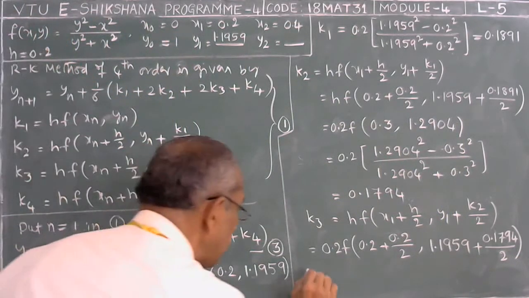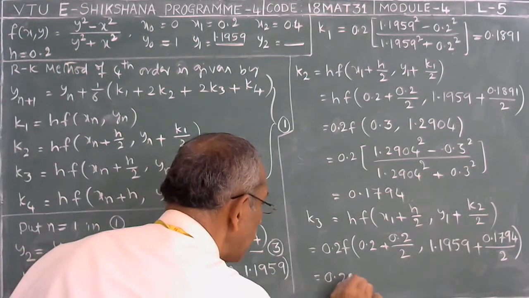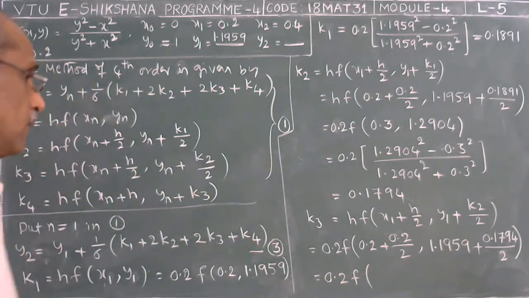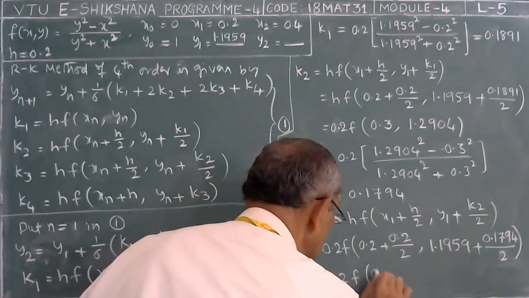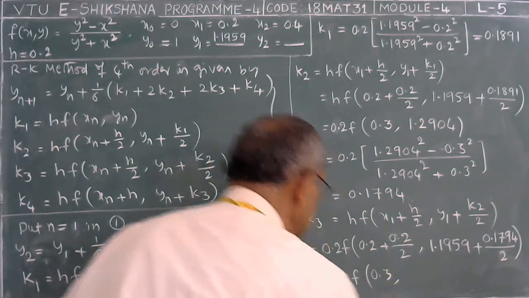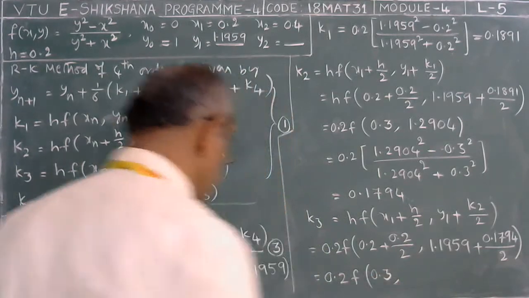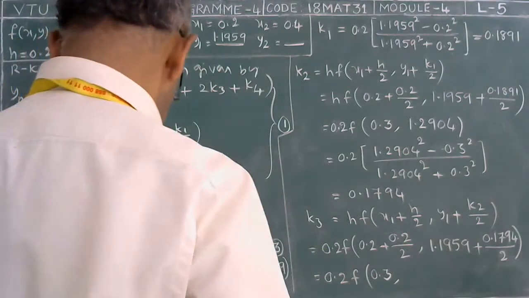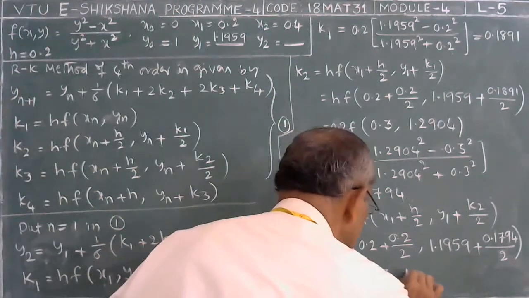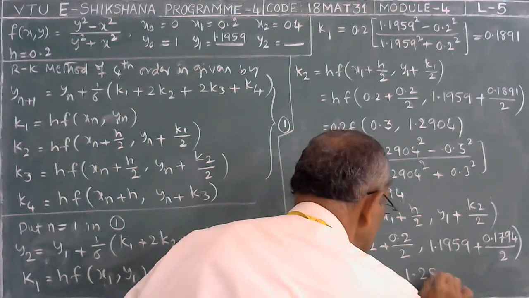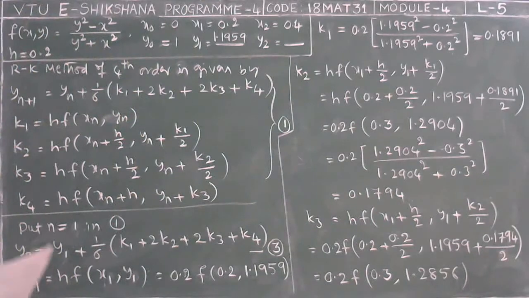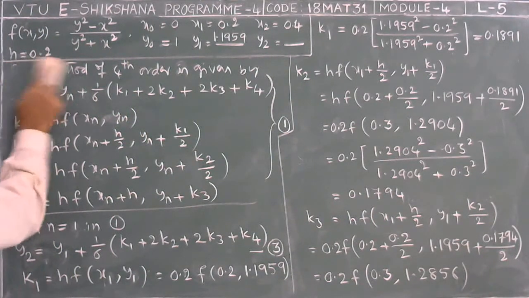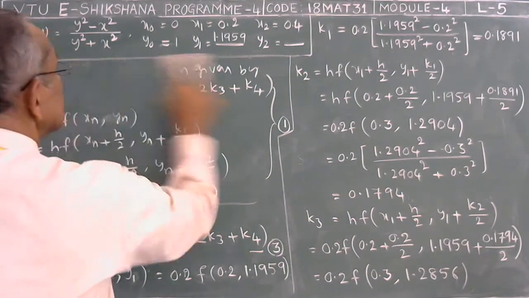So now if you simplify, you get 0.2 into f of 0.1 plus 0.2, that is 0.3, comma 1.2856. Now apply the definition. So I no longer require this one.